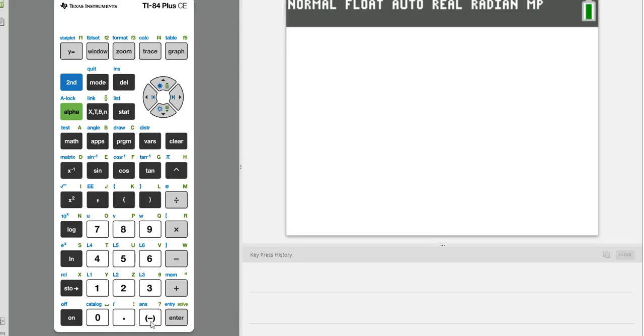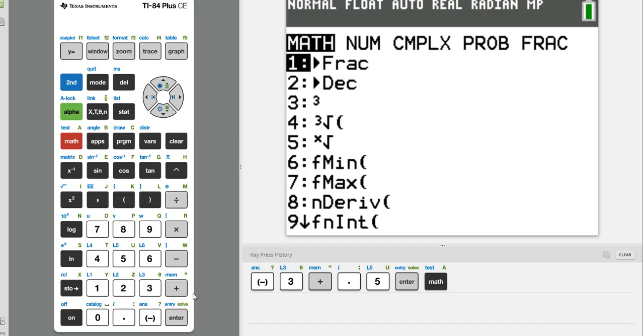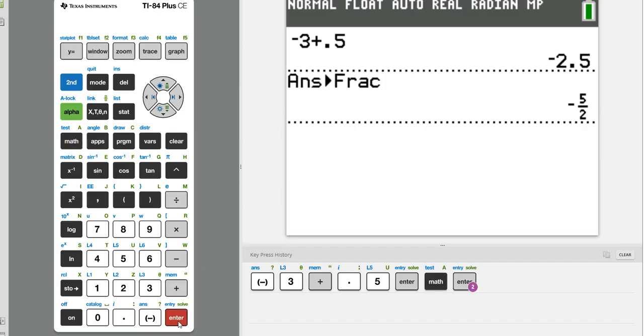But you can take negative 3 plus 1 half. I could type in 1 divided by 2, but I'm just going to be lazy and type in 0.5. And then you remember that, oh, my instructor likes improper fractions, so great. There you go. X to the negative 5 halves.